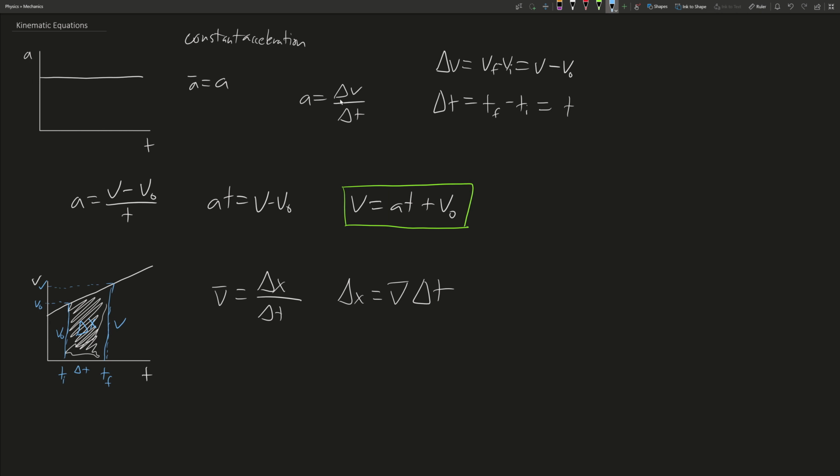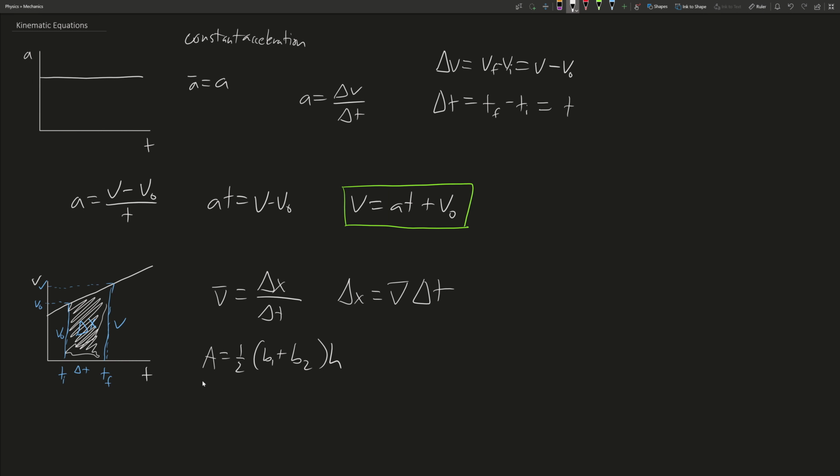Now, if you recognize that the area here is a trapezoid, albeit rotated 90 degrees, we know that the area of a trapezoid is equal to 1/2 of base 1 plus base 2 times height. If we imagine this trapezoid being rotated, we'll see that base 1 can be v0, base 2 is v, and the height is this change in time.